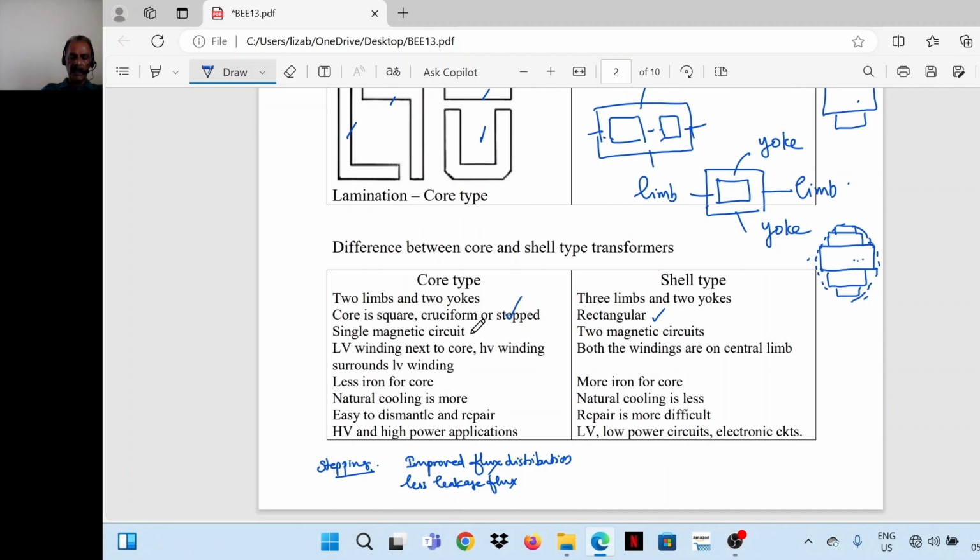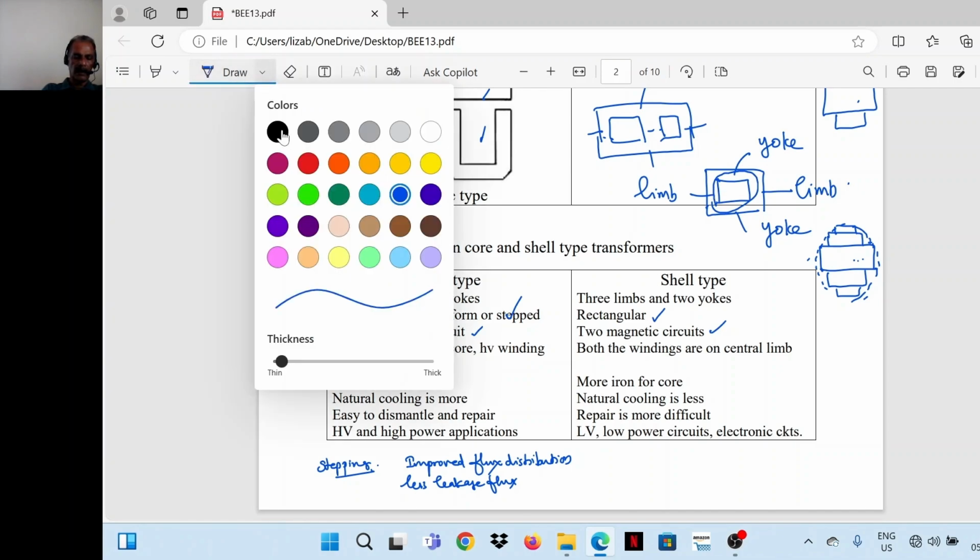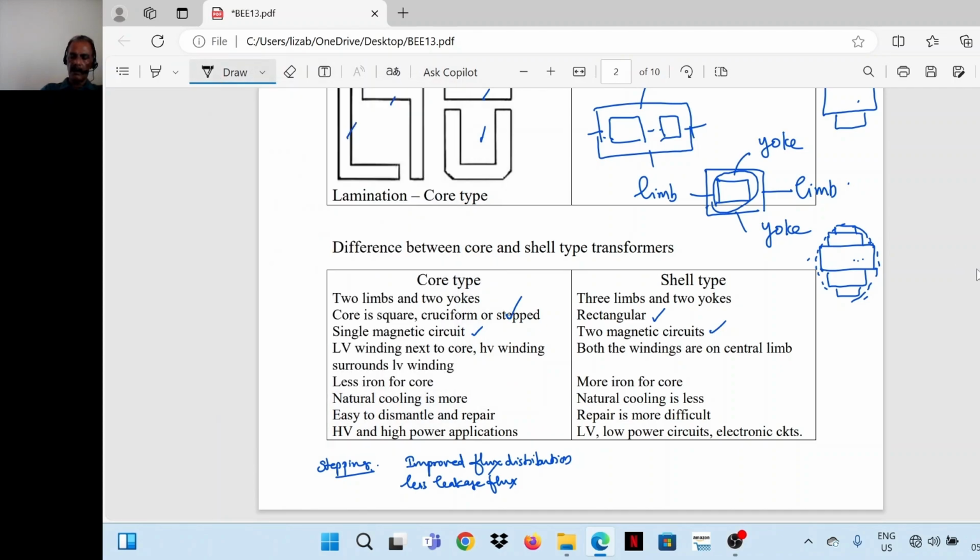Then in the core type, there is a single magnetic circuit, whereas in the shell type, there are two magnetic circuits. That means in core type, the magnetic circuit is like this. There is only one magnetic circuit. Whereas in shell type, there are two. So in core type, there is only one magnetic circuit, whereas in shell type, there are two magnetic circuits.